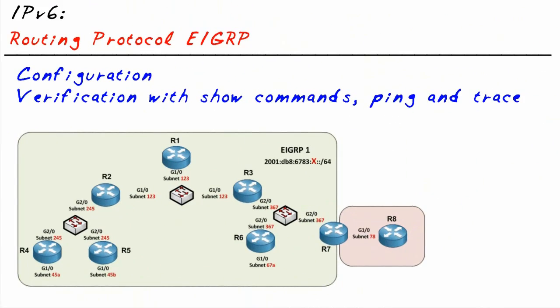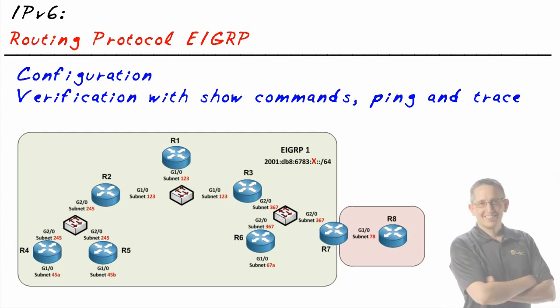In this MicroNugget, we've had the opportunity to take a look at the 3 basic things to get EIGRP up and working with IPv6. Do a no shutdown, the router ID, and invite the interfaces to the party. We also verified our configuration by taking a look at the neighborships, the routing table, and a trace and a ping to verify connectivity.